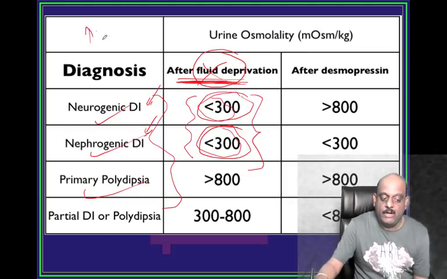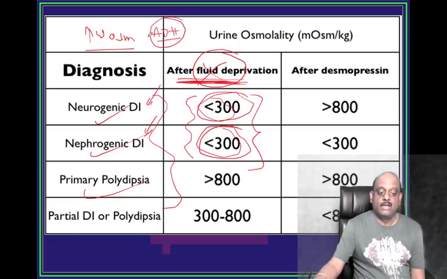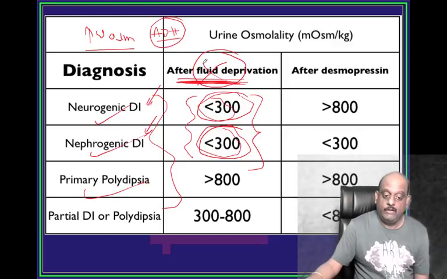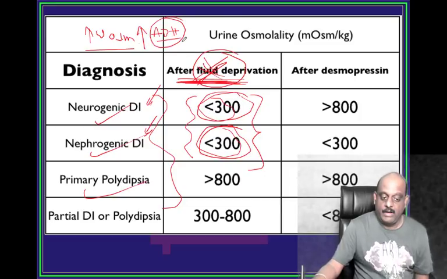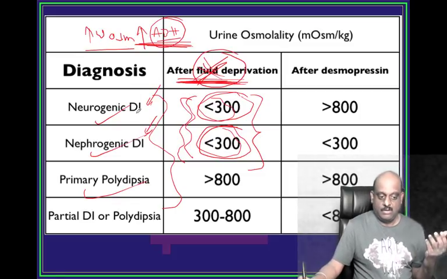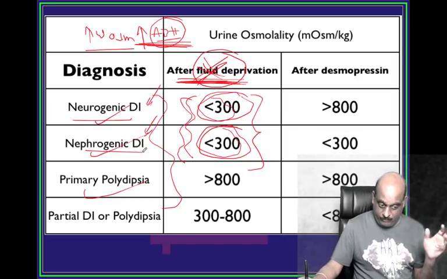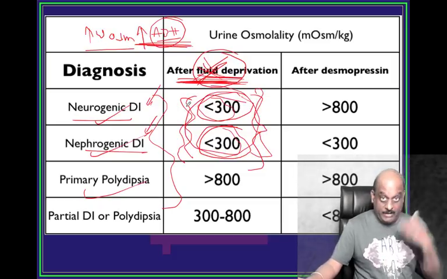What is the meaning of high urine osmolarity? If the ADH is working, antidiuretic hormone, right? So if you deprive somebody, then this ADH is supposed to increase, it leads to antidiuresis, and the urine is supposed to get concentrated. But in both of them, since in neurogenic ADH is not produced, nephrogenic ADH is not acting, in spite of fluid deprivation, their osmolarity of the urine remains low.